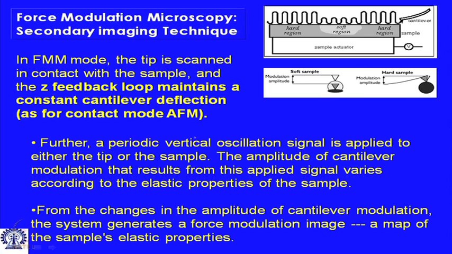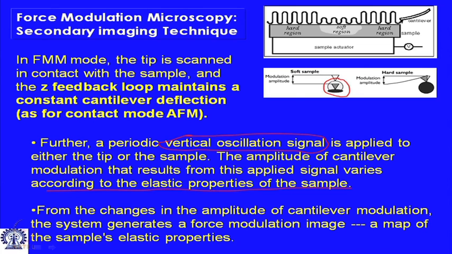Further, a periodic vertical oscillatory signal is applied to either the tip or the sample. Now, the amplitude of the cantilever modulation that results from this applied signal varies according to the elastic properties of the sample. What does it mean? It is something like this. You are doing contact mode imaging, and now you are giving an additional oscillation. Depending on how flexible or how elastic or soft your surface domains are, if you encounter a softer zone, what will happen?